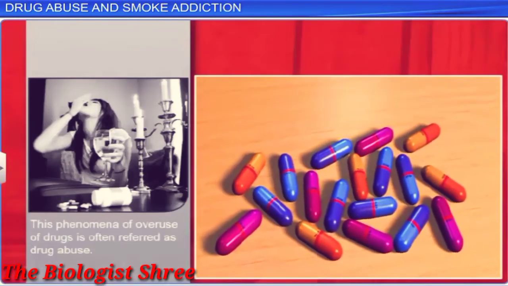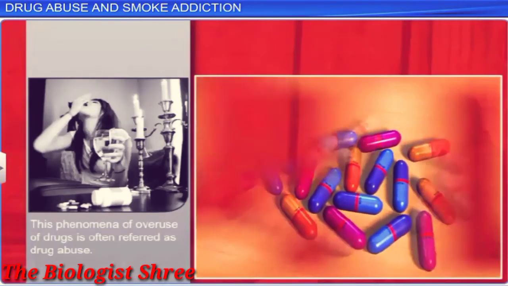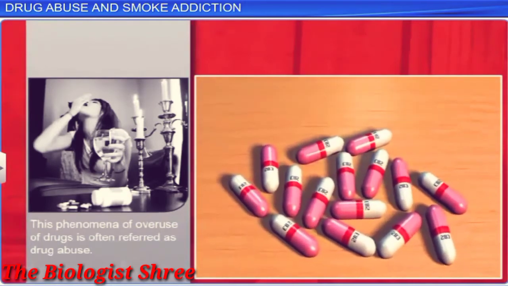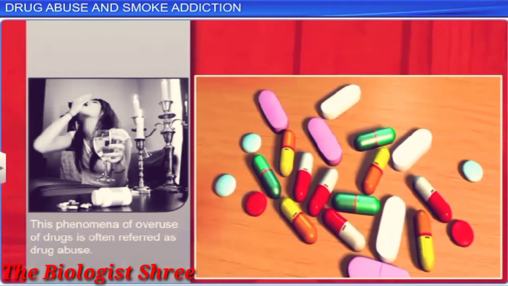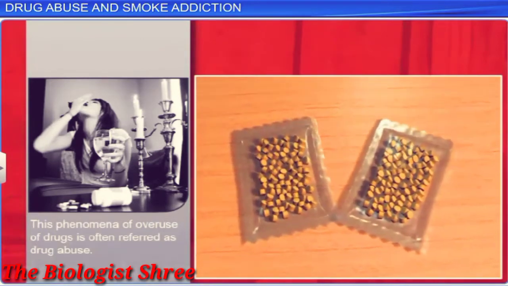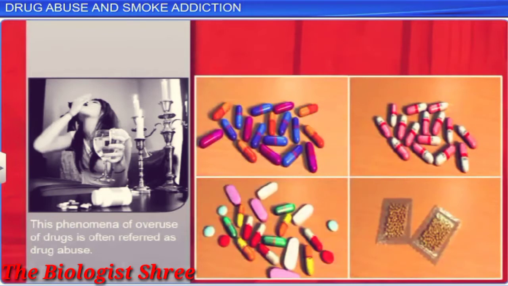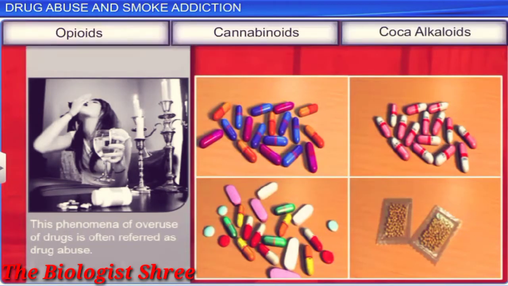However, when these same medicines are taken without prescription and in inordinate amounts, they cause physical, physiological, and psychological damage. This phenomenon of overuse of drugs is often referred to as drug abuse. Drugs that are overused are mainly opioids, cannabinoids, and coca alkaloids, which are generally obtained from flowering plants.